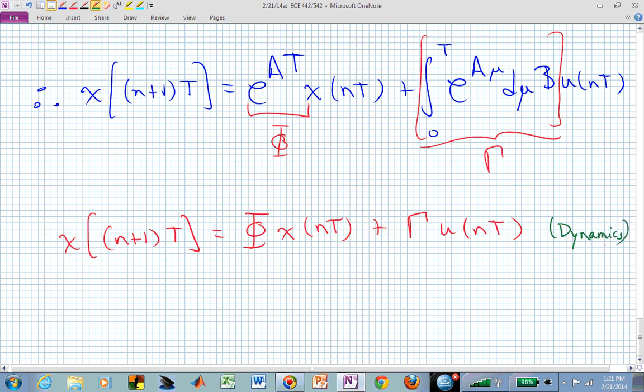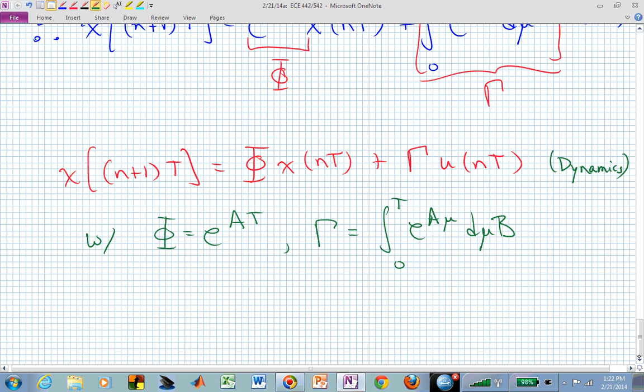where phi is equal to e to the A T, and gamma is equal to this integral from 0 to T e to the A mu d mu B.